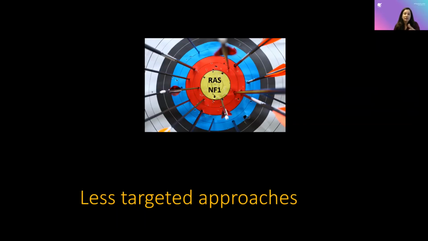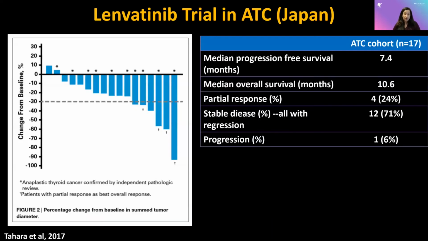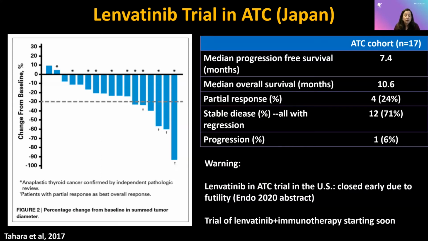Okay, less targeted, meaning, what if you don't have any of those? No BRAF, no fusions. What if you have RAS, or if you have an NF1 mutation? There are a number of other ones. Well, there was this trial from Japan with Lenvatinib that had a group with anaplastic thyroid cancer. There were 17 patients, and they had some very good responses, and the survival was fairly good at a median of 10 months. However, when we opened a phase 2 trial with Lenvatinib in ATC several years ago, we actually had to close it early.